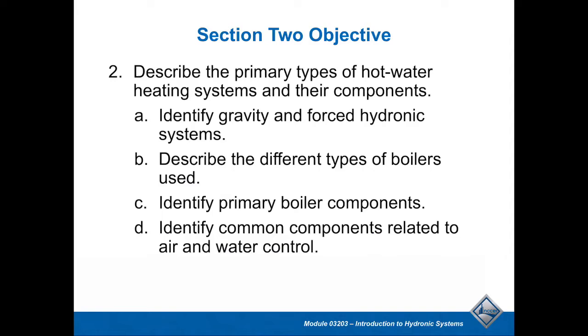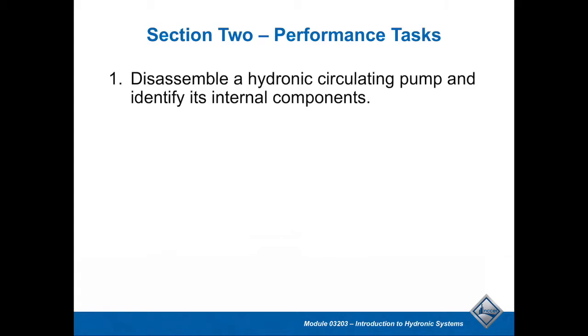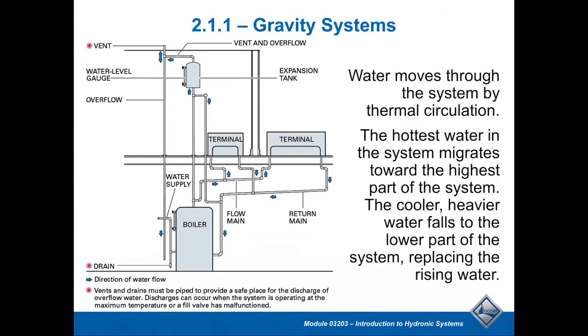So primary types of hot water system, we're going to take a look at those and their components. We'll look at a basic gravity system and a forced system, and just the difference between the two. We'll look at the different types of boilers used, primary boiler components, and then we'll look at some other things related to air and water control on this system. So let's start out with the gravity system to identify specifically what's going on in here.